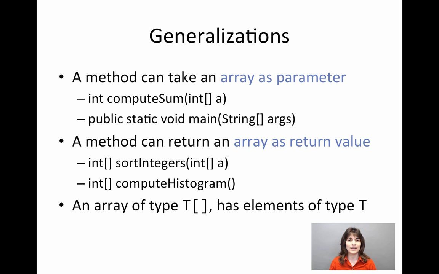An array of type T with square brackets has elements of type T. This is an important note to remember, especially when we are going to talk about a little bit more complicated arrays, what are known, especially in other programming languages, as multidimensional arrays. But be patient and we will come to that topic in a little bit.